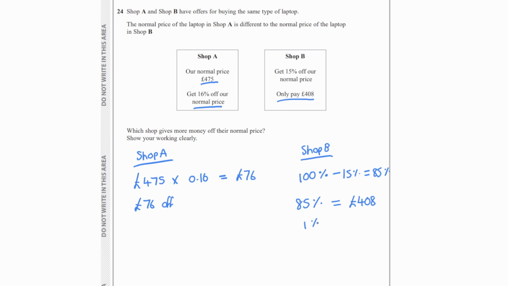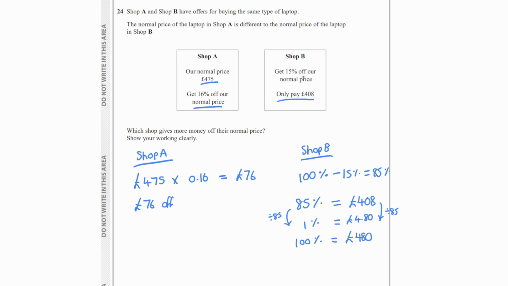In order to do that, I'm going to bridge to 1%. So I divide by 85, like this. I'm just really using this fact here that they've told me that 85% of my normal price is £408. So when you do that, it tells you that 1% is 4.8. Then that means that 100% is £480.